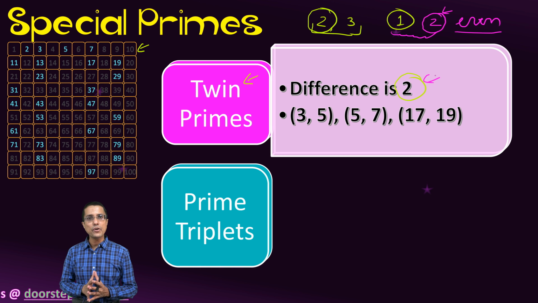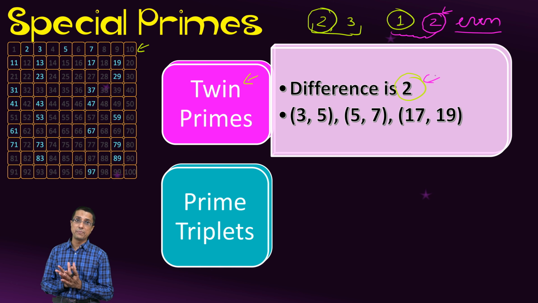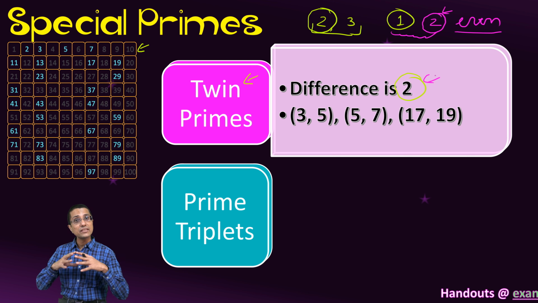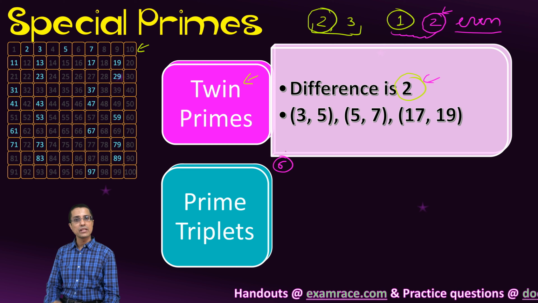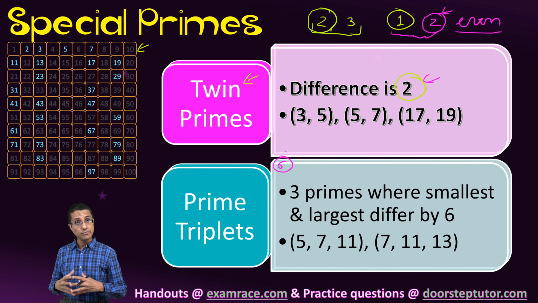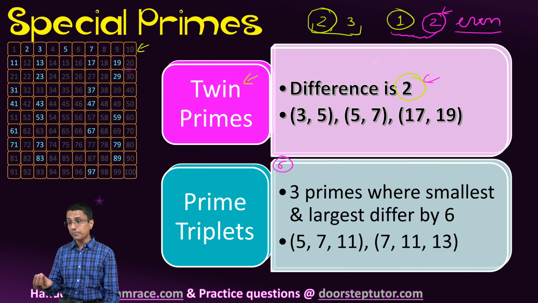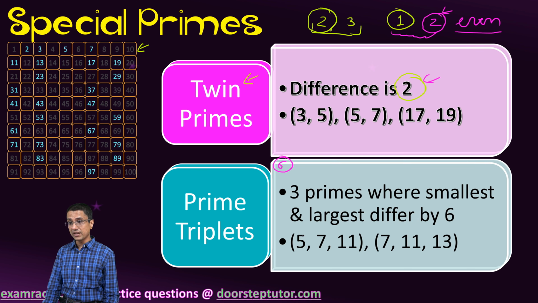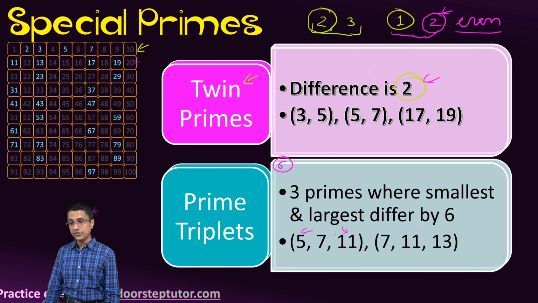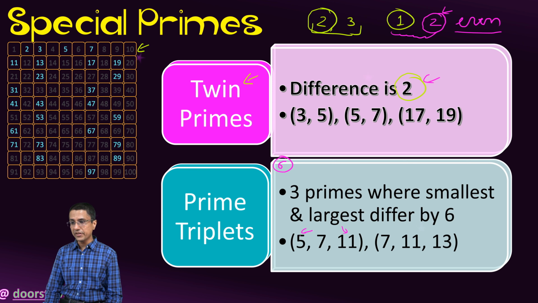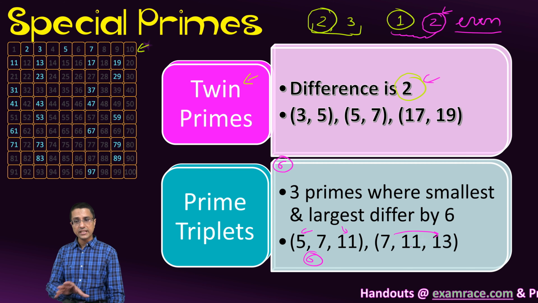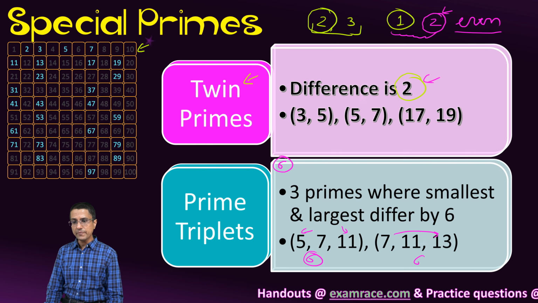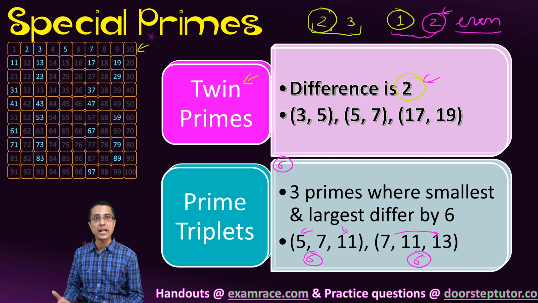The next important concept is that of prime triplets. Prime triplets are 3 primes where the first and last differ by 6. For example, let's look at some prime triplets. 5, 7, 11 are prime triplets. The difference between 5 and 11 is actually 6. Similarly, the difference between 7 and 13, in the case of 7, 11, 13, is actually 6.